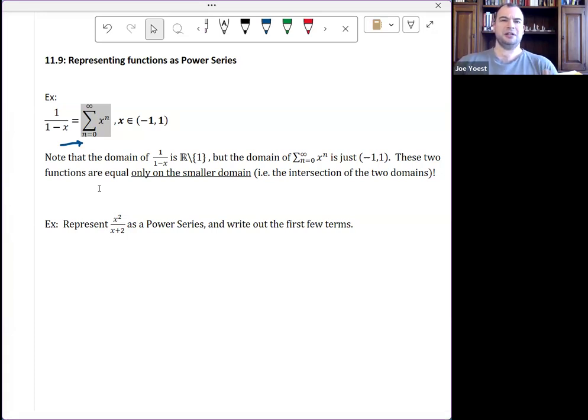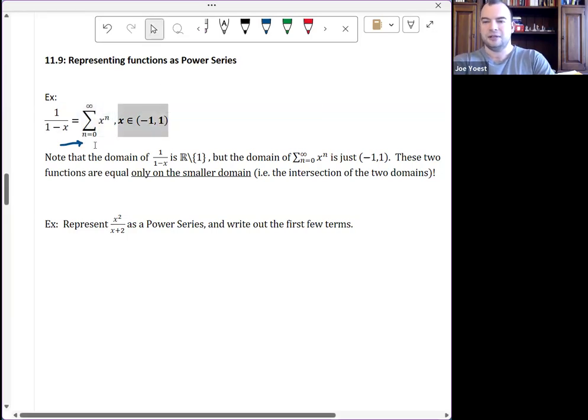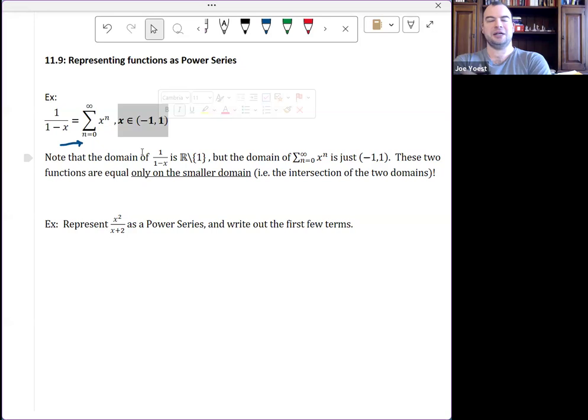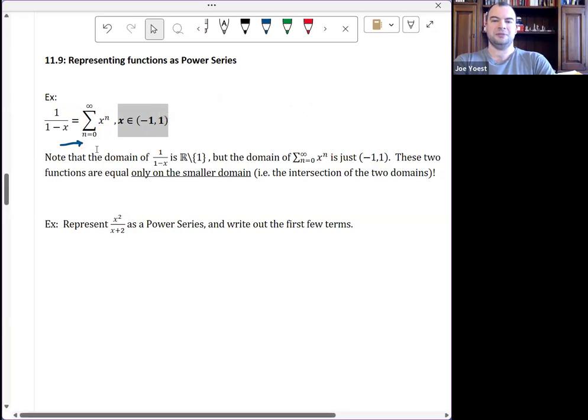I mean, if it did converge at 1, it would be very silly to say that the power series that converges at 1 is a representation of the function that does not make sense at 1. So I have a power series centered at 0 that diverges at 1, but power series converge on symmetric intervals about their center. Essentially the best I could hope for is what I get here: that this equality, this representation of this function as a power series, as the geometric series, is really only valid on the open interval minus 1 to 1.